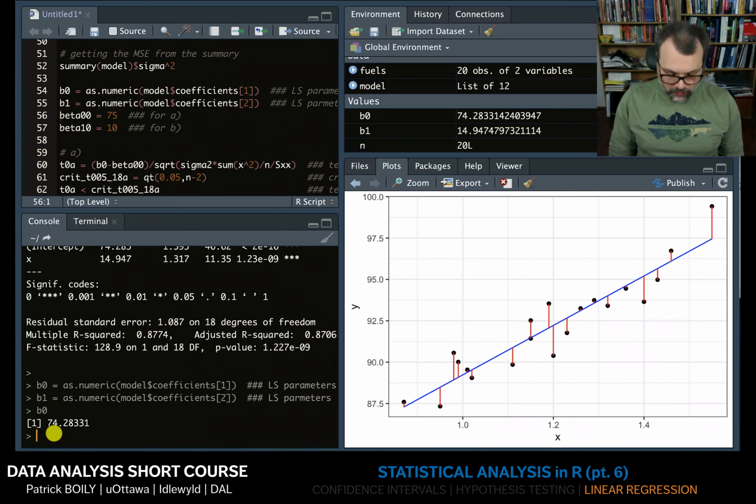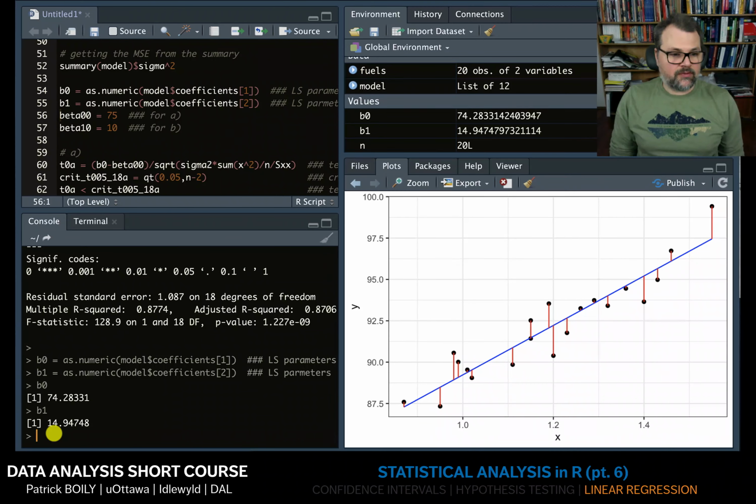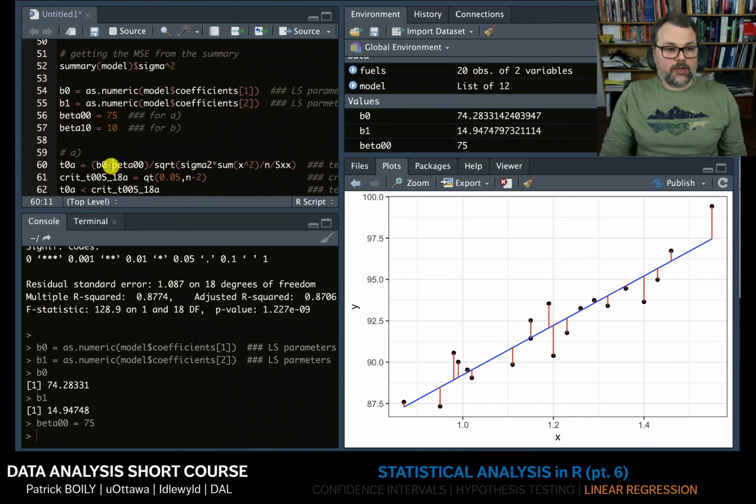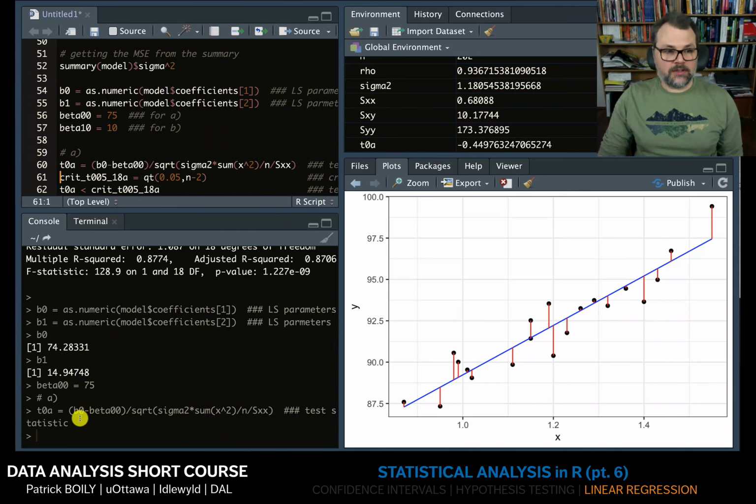B0 is indeed 74.28. B1 is indeed 14.9. Okay, so we have the numerical values for the point estimates. So we compute the corresponding t-statistic. If the null hypothesis is true, if it turns out that the true value of the intercept is 75, then B0 minus 75 divided by the square root of sigma squared times the sum of all of the squares of the x components divided by n times SXX would follow a student t distribution with n minus 2 degrees of freedom. So let's compute this t0 statistic.